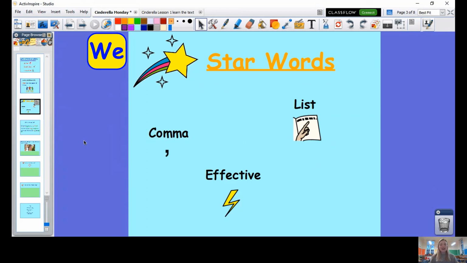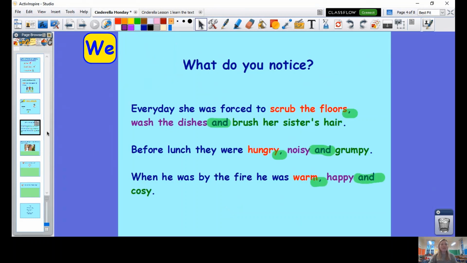Our star words are comma, list, effective. Well done. Now, I would like you to have a look at these 3 sentences.